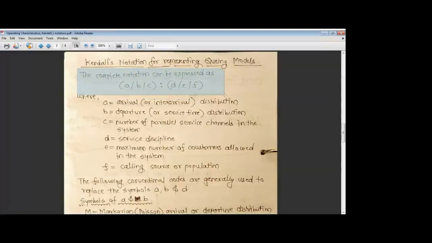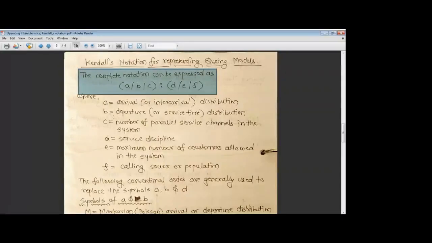So all this can be expressed as, in the first bracket will include A/B/C, bracket complete, colon. The next bracket will include D/E/F, and bracket close, right? So this is called Kendall's notation. Now let's understand what is the meaning of A. Here A is nothing but your arrival distribution, which is one of the elements, right? We have already seen this in the elements. So A is nothing but the arrival or inter-arrival distribution.